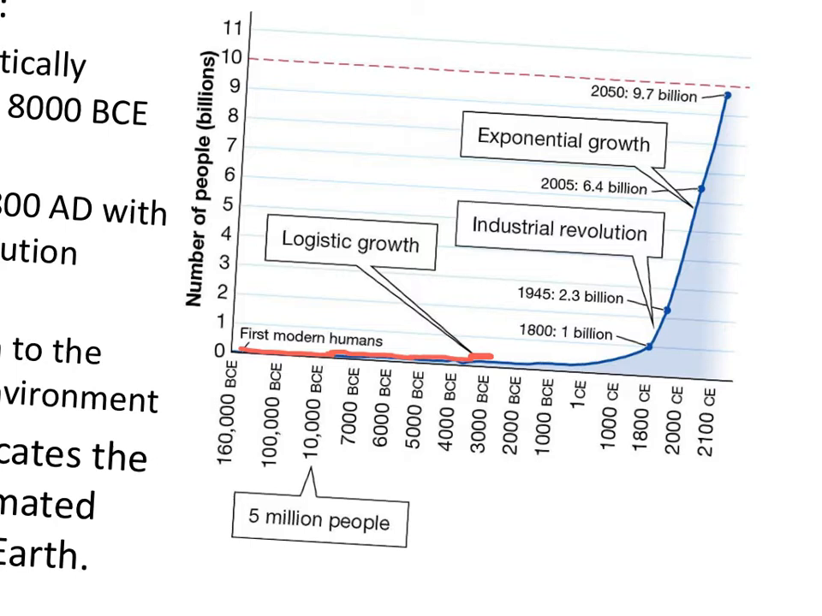Okay. Let's see. Finally, we start getting actually around 1,000. There was actually a plague, and the population declined, and then eventually started growing. And by now, by 2050, we'll have 9.7 billion.